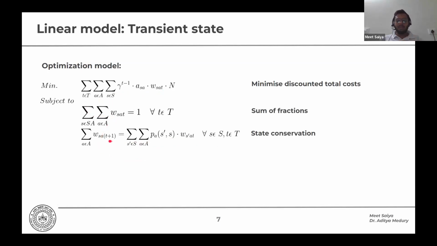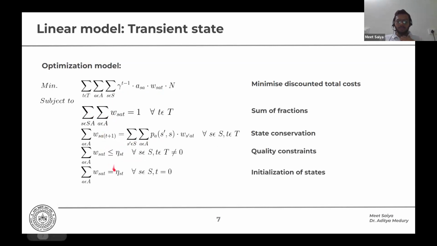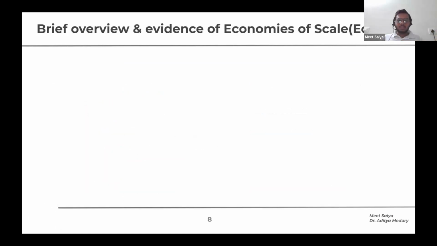So if you are in W S A T, you transition by the transition probability and you reach W S' A' T plus 1. And again, some serviceability constraints. So here you also have initialization of states. So for example, at t equal to 0, you want to have certain distributions, you assign it to them, and then you have non-negativity constraints. So this is a typical transient model.